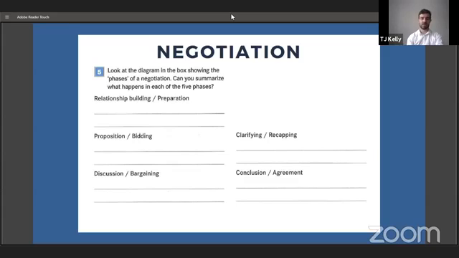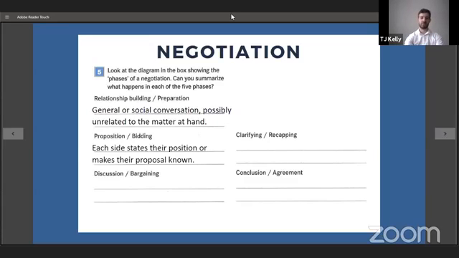So the first point on the list just now was relationship building and preparation. So this would be general or social conversation. It could even be unrelated to the matter at hand, the negotiation overall, just to build up a relationship, a rapport with the other party, make everyone comfortable with the situation, and prepare everyone for what's to come ahead. Then we start with making a proposition, how you would like things if everything was going to be granted your way. You want each side to state what their position is and what they're trying to achieve, what their goal is.